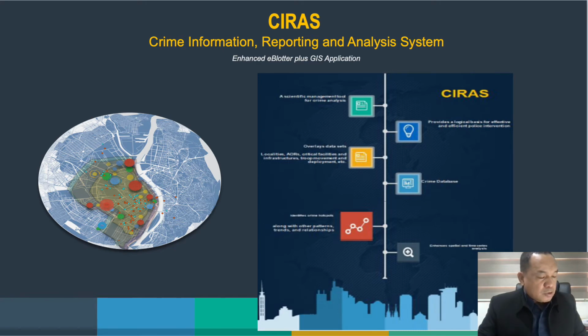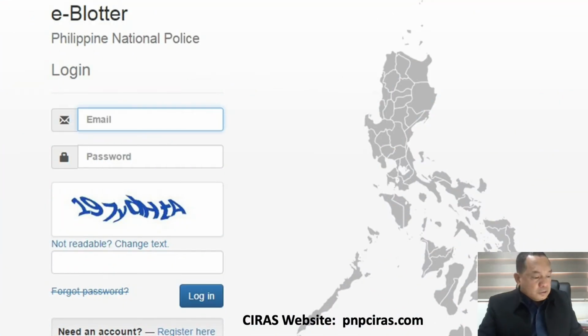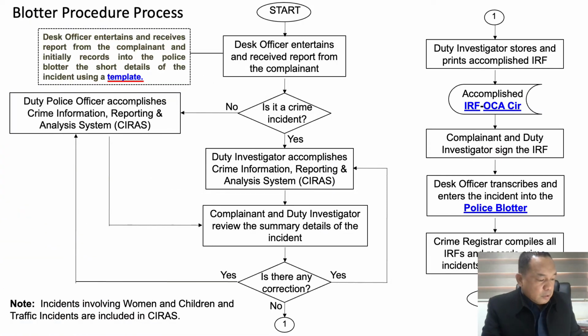It also built a robust IT infrastructure to support the entire system. It specifically serves as the crime database specifically on crime hotspots areas along with other trends and patterns. It uses the spatial and a time series analysis. Shown is the website for the eBlatter system or the CIRAS. Likewise, shown on the screen is the blatter procedure process in the police stations.